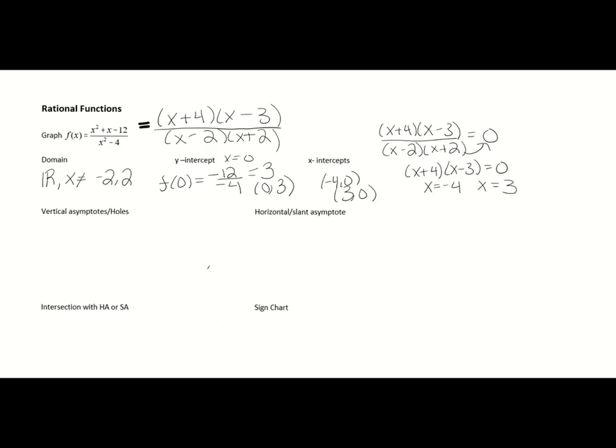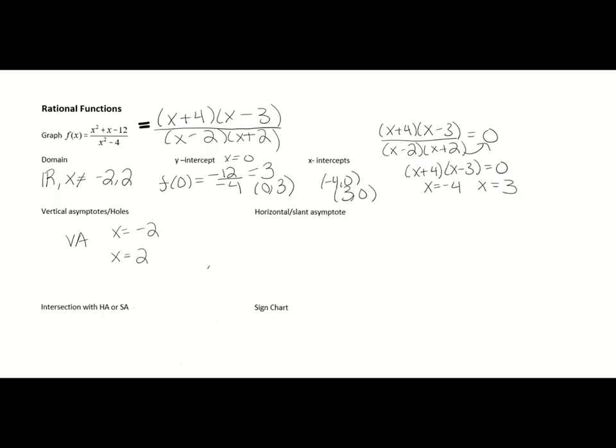Okay, your vertical asymptotes and your holes go together because remember, everything in your domain that is undefined will either be a vertical asymptote or it will be a hole. And it won't ever be a vertical asymptote and a hole at the same time. A hole will happen if a factor in the denominator cancels with a factor in the numerator and is no longer in the denominator. In this case, that doesn't happen.